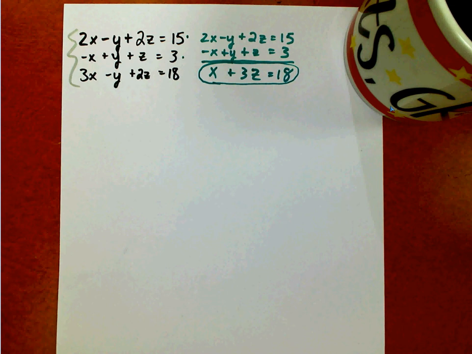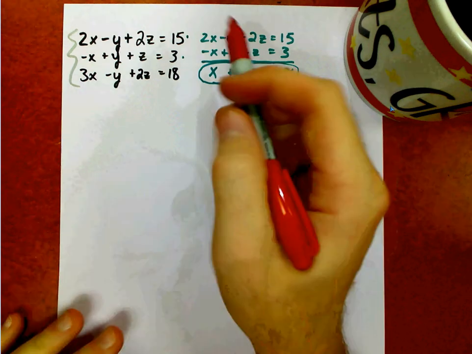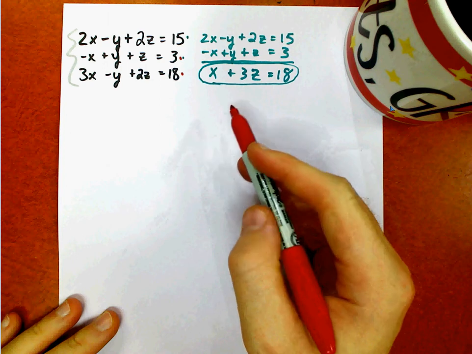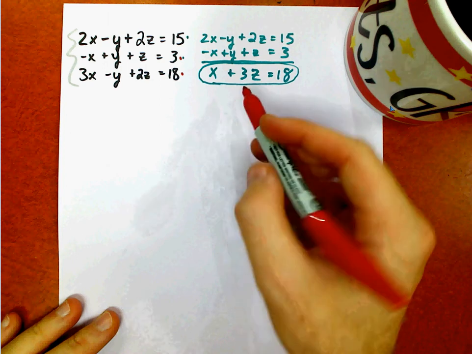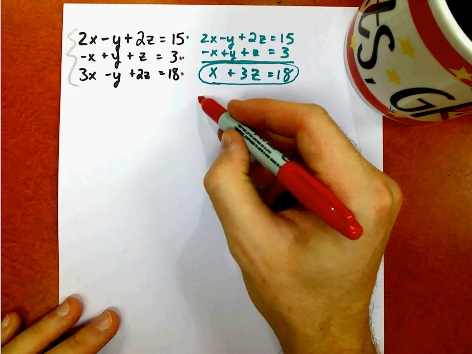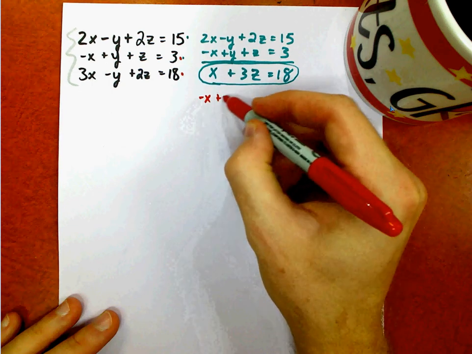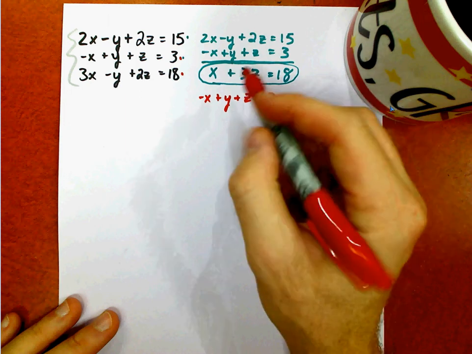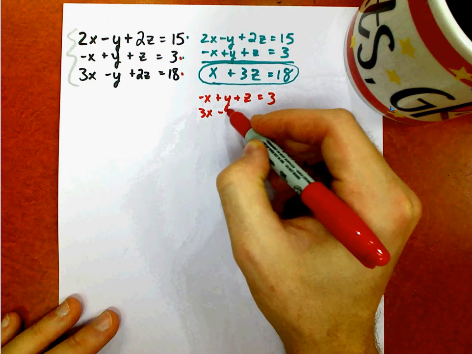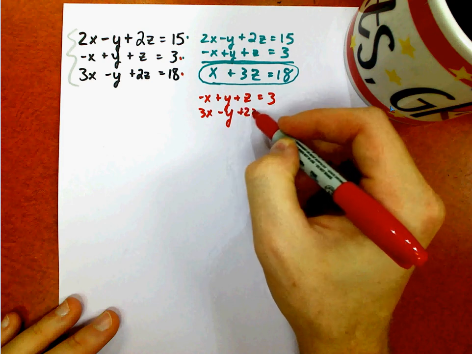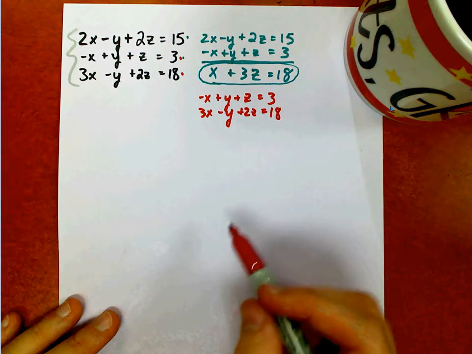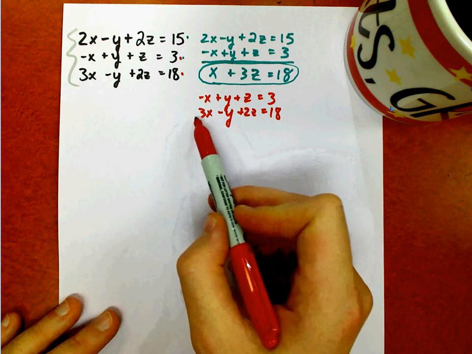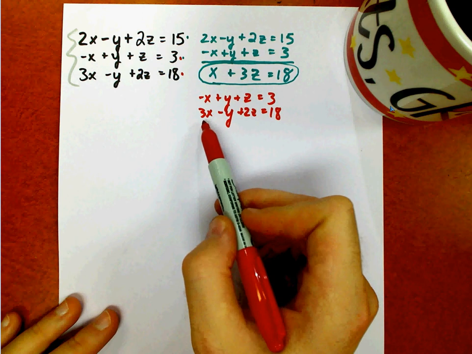Now let's choose some Christmas colors here. I'm going to use 2 other equations. I'm going to choose equation number 2 and equation number 3, and try to get the y to cancel out of those ones as well. So I'm just going to rewrite it: negative x plus y plus z is equal to 3, and 3x minus y plus 2z is equal to 18. And again, we want to get the same variable to cancel out. That way we have a system of equations in 2 variables.